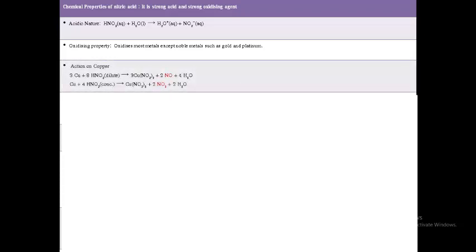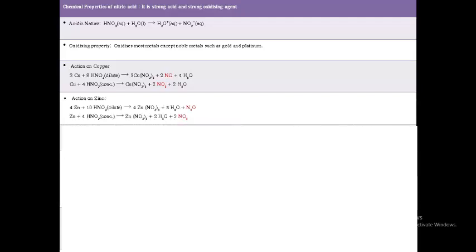Nitric acid acts on copper in 2 different ways. When copper is made to react with dilute nitric acid, it gives cupric nitrate and nitric oxide as a byproduct. But when copper reacts with concentrated nitric acid, it gives cupric nitrate and nitrogen dioxide as a byproduct. That is the difference when copper reacts with dilute and concentrated nitric acid. So with dilute nitric acid, copper gives nitric oxide gas, and with concentrated nitric acid, copper gives nitrogen dioxide gas.